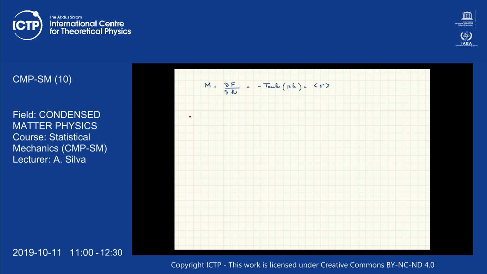Alright, so now let us do another exercise. Let us consider the following system. H equal to sum over i from 1 to n of h sigma_i, where sigma_i is equal to plus and minus 1. So it's just a bunch of spins in a magnetic field.